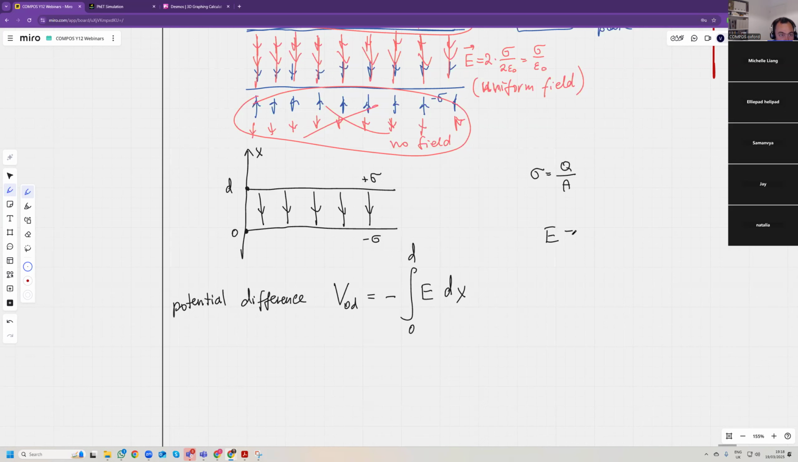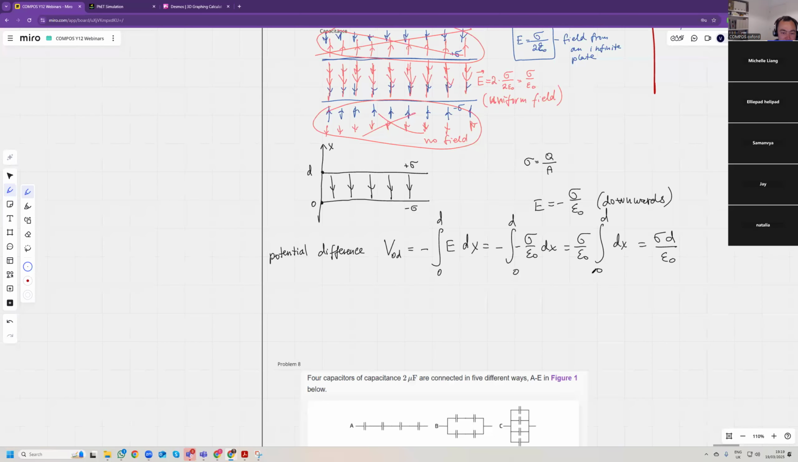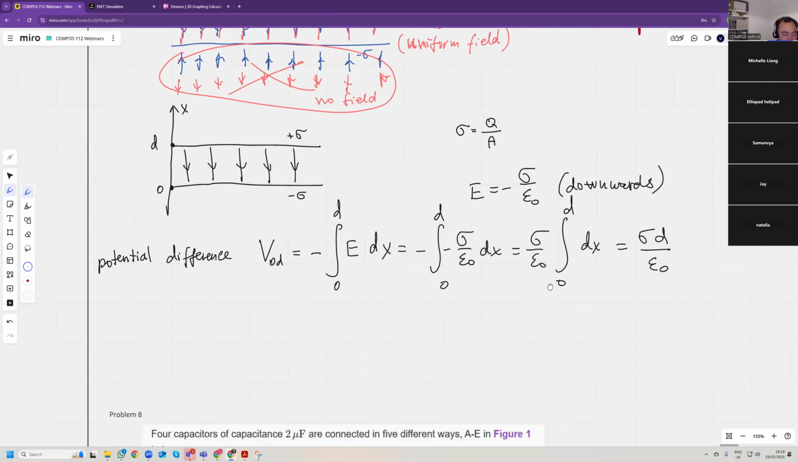But the electric field is minus sigma over epsilon naught. Minus because it's pointing downwards. And we sub that in: minus the integral of minus sigma over epsilon naught dx, from 0 to D. Sigma and epsilon naught are constant, so sigma over epsilon naught times the integral from 0 to D of dx. If you take this integral, it's going to be sigma D over epsilon naught. So that's the potential difference between the two plates of the capacitor.